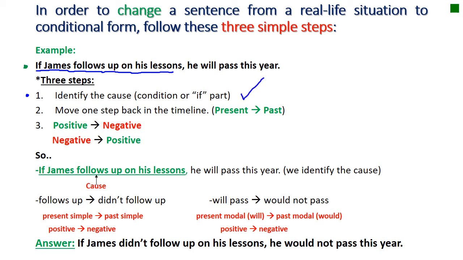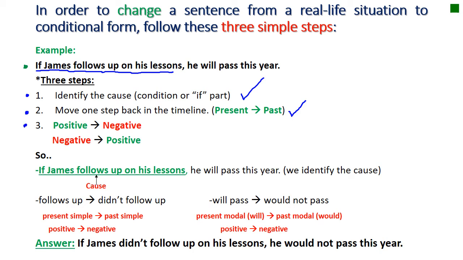Step 2, what is it? Move 1 step back in the timeline. Everything present becomes past. For example, present simple, past simple. Present continuous, past continuous. Past perfect remains past perfect. We already talked about that in the quoted reported. Past perfect continuous, past perfect continuous. That's the end of the timeline. So everything present becomes its past counterpart.